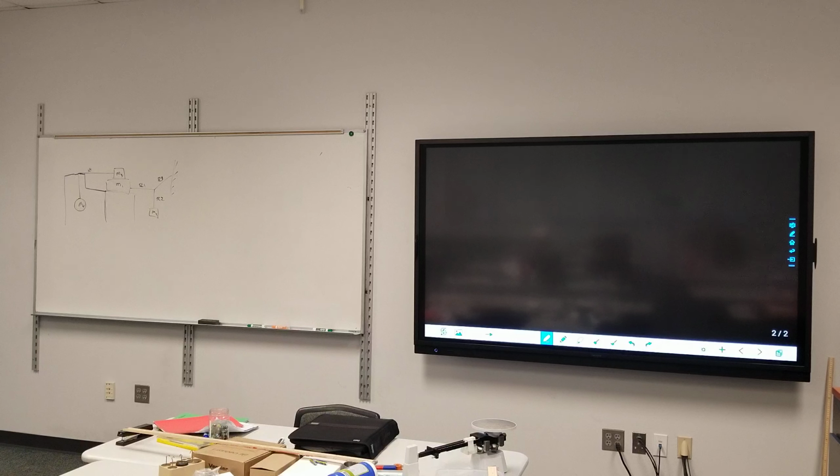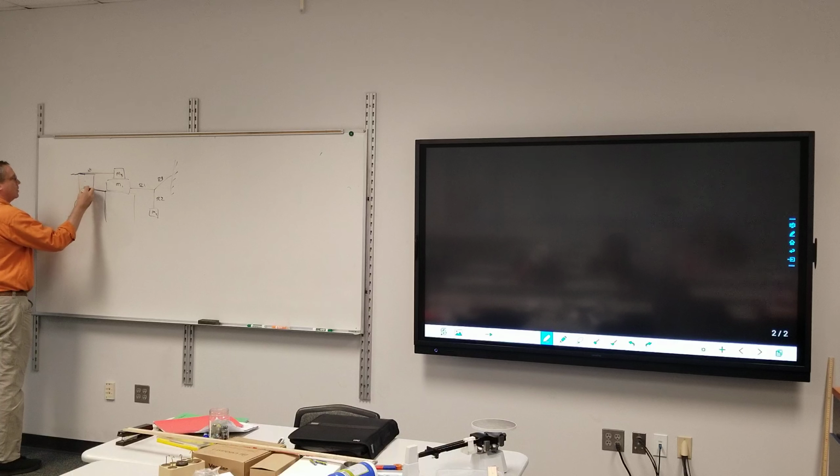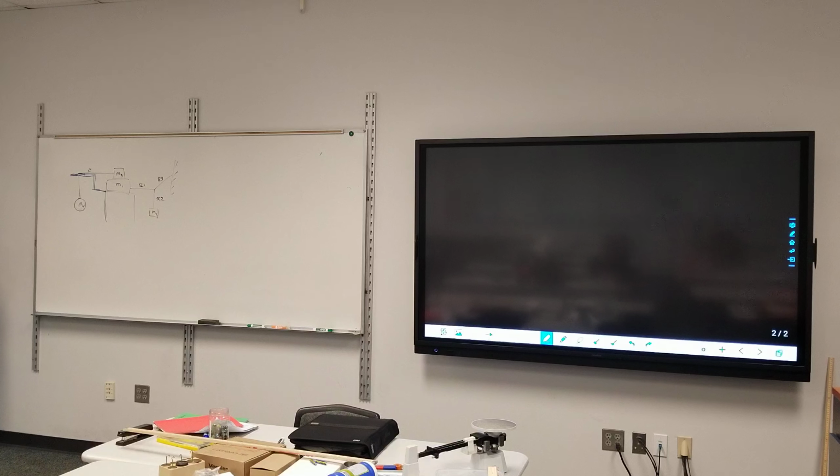Mass 6, overhang, 4 and 5. If we were to do this as a 4-step application. All right.